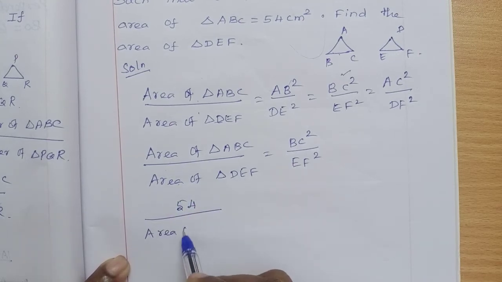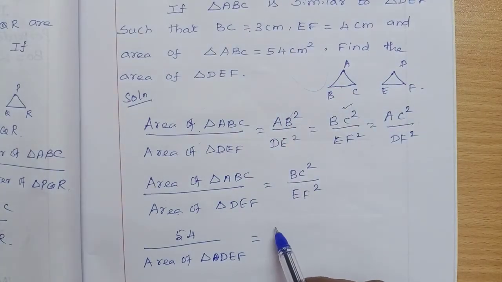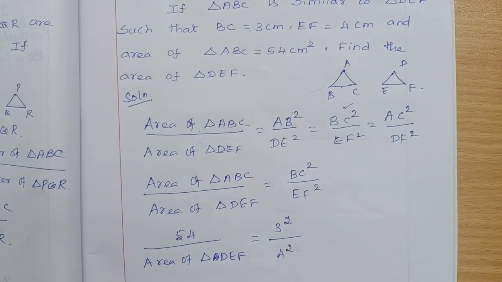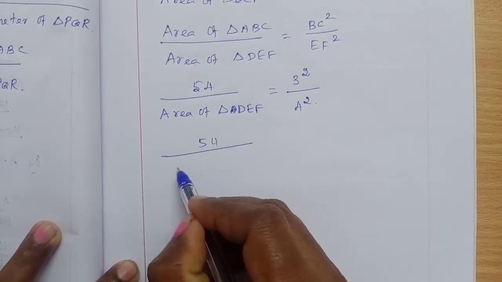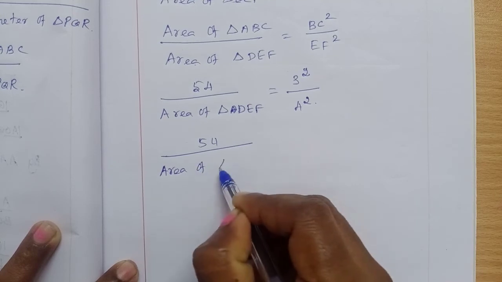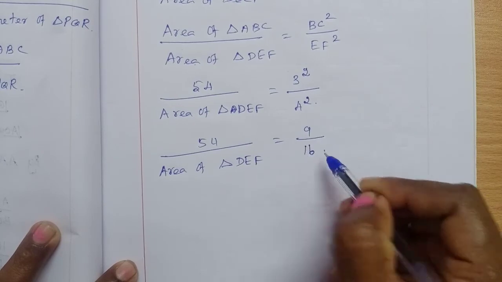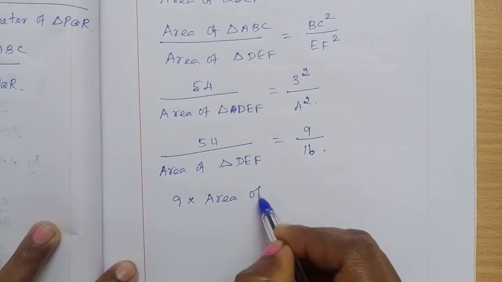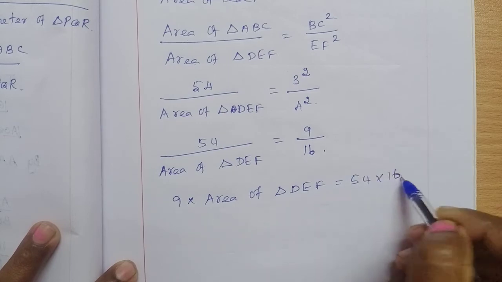So, area of triangle DEF equal to, what is the BC value? 3. So, 3 square by here EF equal to 4. So, 4 square. Now, simplify. So, 54 by area of triangle DEF equal to 9 by 4 fours are 16. Cross multiply. So, 9 into area of triangle DEF equal to 54 into 16.